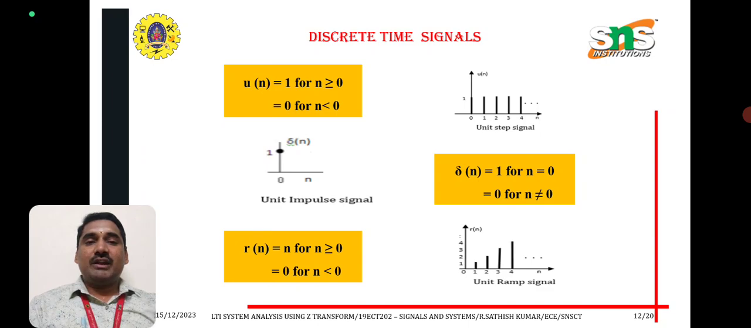R of n is the unit ramp signal. It is a linearly growing function. It can be defined as n for n greater than or equal to 0, and 0 for n less than 0.